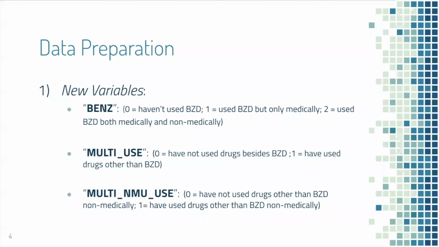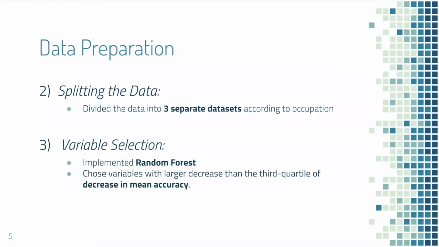For data preparation, we conducted feature engineering by first creating a new response variable that categorized BZD use into no use, medical use, and non-medical use. We also created two new predictor variables that classified whether or not the participant has used drugs other than BZD, both medically and non-medically in their lifetime, respectively. Then we separated the data into 3 data sets according to occupation. After that, for each occupation, we implemented random forest models and used the variable importance outputs to select variables with mean decreases in accuracy above the 3rd quartile, where higher decreases indicate higher importance.